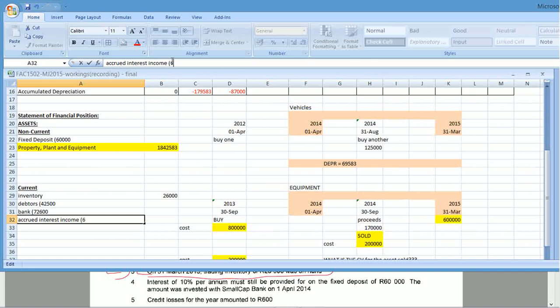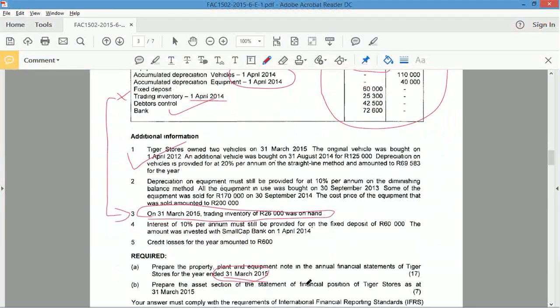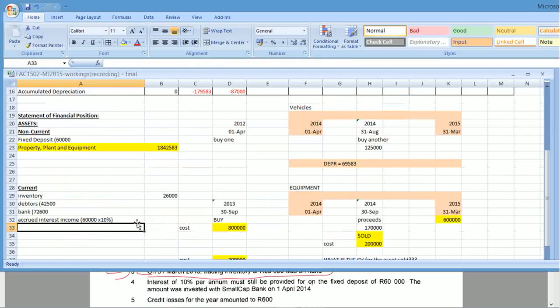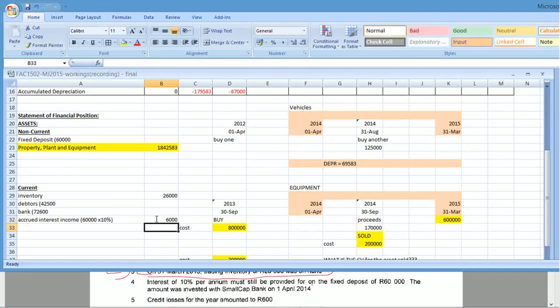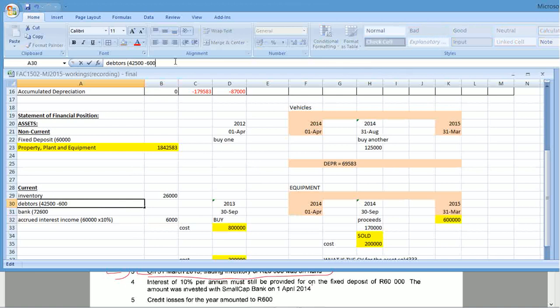In brackets, it was 60,000 times 10%. It was taken out on the 1st of April, so 1st April to March is a full year. So you would have 6,000 there. Okay, that's the accrued interest income. They would have affected your income positively, which isn't part of the statement of financial position. The interest would have been kept separate in the statement of comprehensive income. Okay, what's next? The credit losses. Credit losses will decrease your debtors, so minus 600 there.